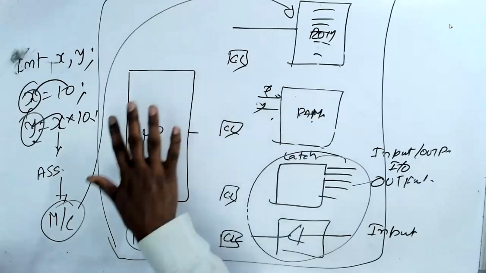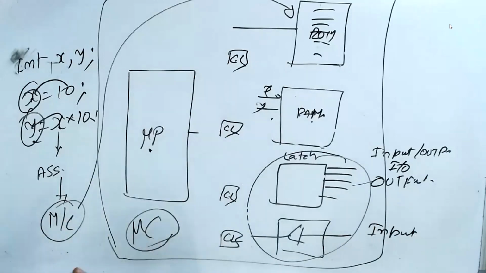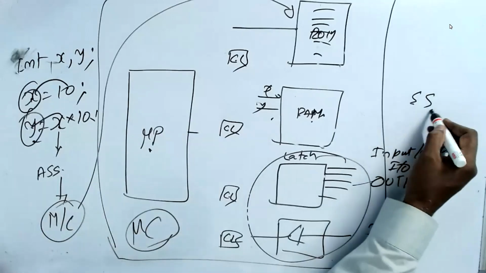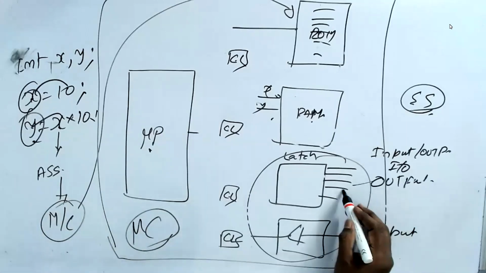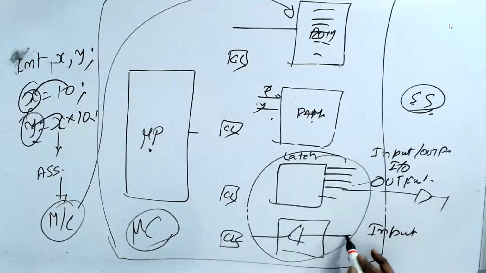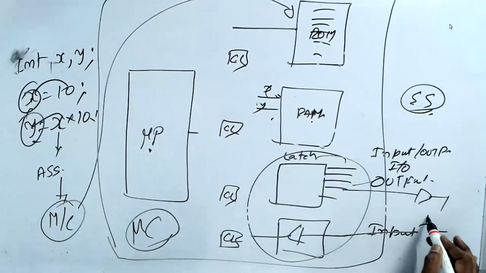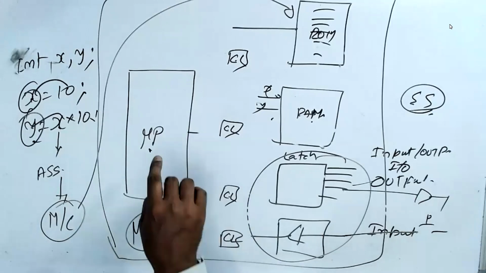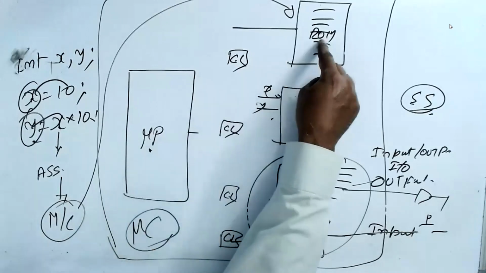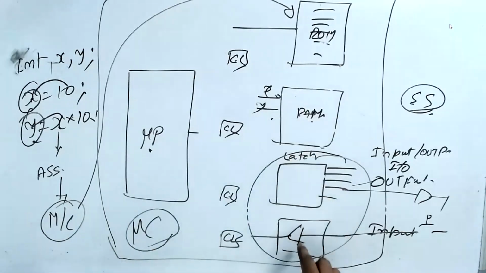Please understand, this microcontroller is the main component for your embedded system. The output is the one where you connect the LEDs, and the input is the one where you connect the switches. So: microprocessor, ROM, RAM, latch, and the tri-state.